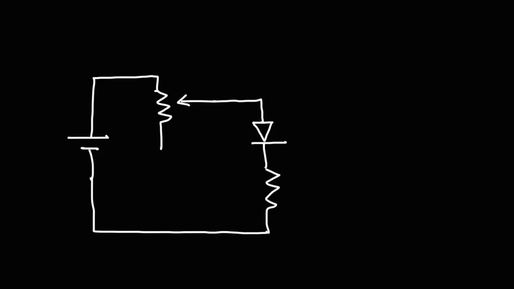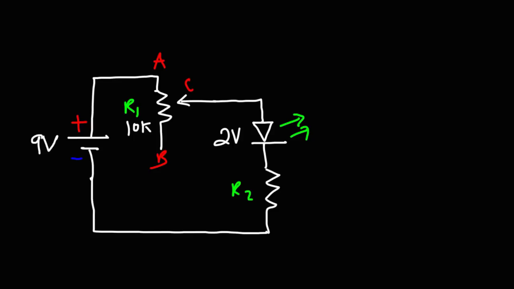So let's use a 9-volt battery. And we're going to use a green LED with a voltage drop of 2 volts. Let's call this R1 and R2. And let's say that R1 is a 10 kilo ohm potentiometer. Let's call this point A, B, and C. So between A and B, the resistance is always 10 kilo ohms. But between A and C, it can vary between 0 and 10 kilo ohms.